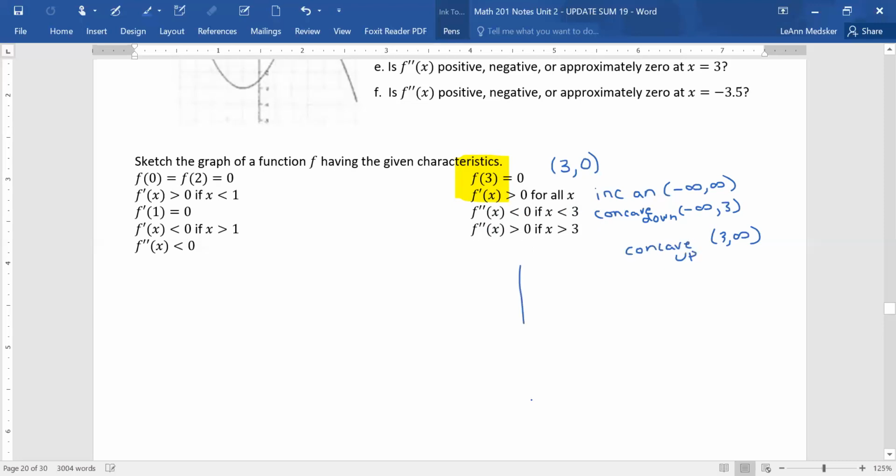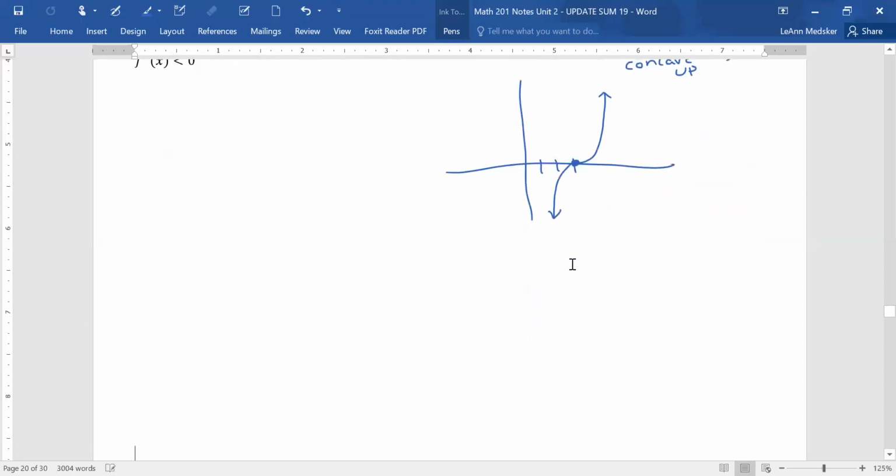So let's just sketch the one ordered pair we were given, which is an x-intercept. And then I know from that point on, I'm concave up, which means I have to be going this way. And then concave down in this direction. And that does make sense because I'm increasing from left to right. So it looks like it's the function x cubed that's been shifted to the right 3. So that one's not too bad.